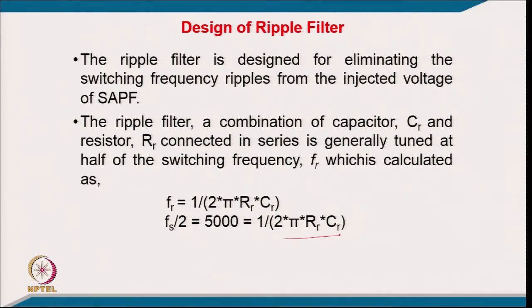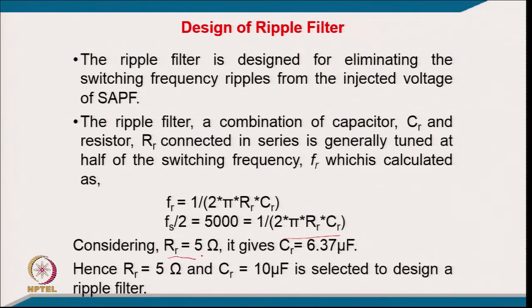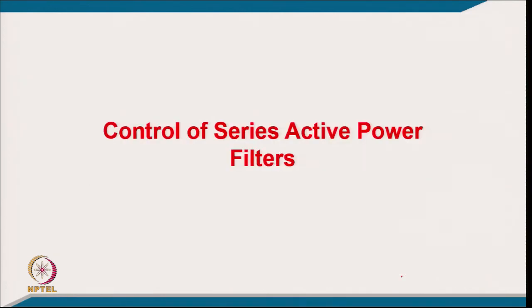So, keeping the value, typically 1 upon 2 pi RR CR. Considering RR equal to 5 ohm, it gives the capacitance 6.67, and we can select RR 5 ohm, and from this we can select a little higher value, that is CR equal to 10 microfarad, to design the ripple filter. So, that is about the design part of the different components with some guidelines.